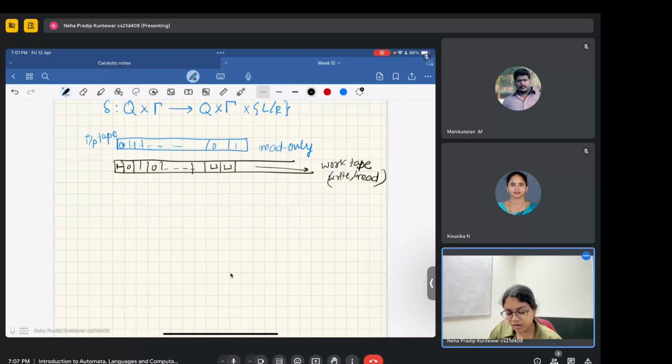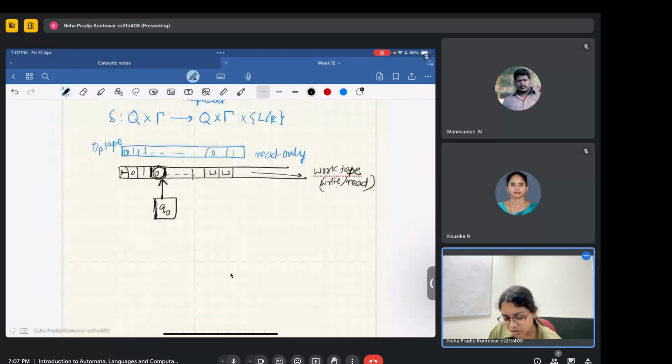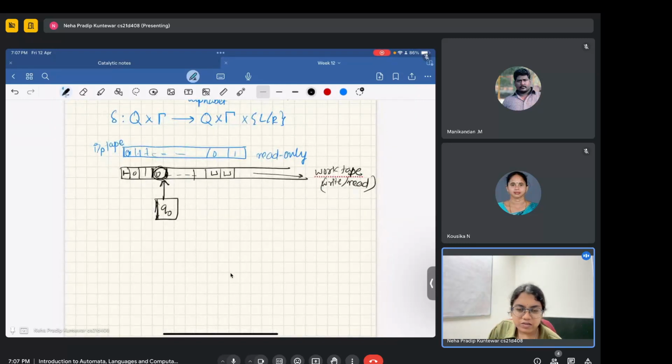Then, like in the case of DFAs, you have what is called a head. This is a head pointer which tells you what cell of the tape you are reading. If it is pointing here, that means this is what you are going to read next, and it also tells you what state you are in. The rest of the things are very similar to the other models, except that here you make a decision to move to the left or to the right. If it says move to the right, then this pointer will move to the next cell. If it says move to the left, it will move one step to the left.